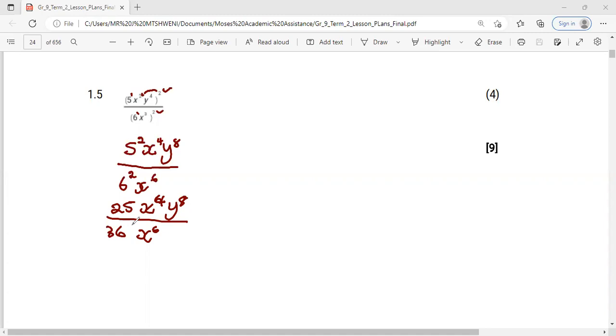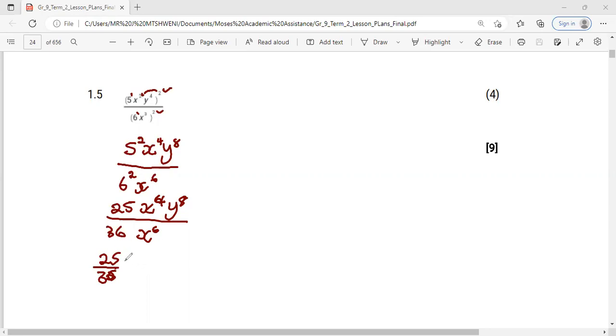25 divided by 36 will still remain the same, 25 over 36. Now remember, these have the same base, so we have to subtract the exponents. Now it will be 4 minus 6. Whenever you see division, you subtract the exponents. Usually the numerator subtracts the denominator, which is 4 minus 6.